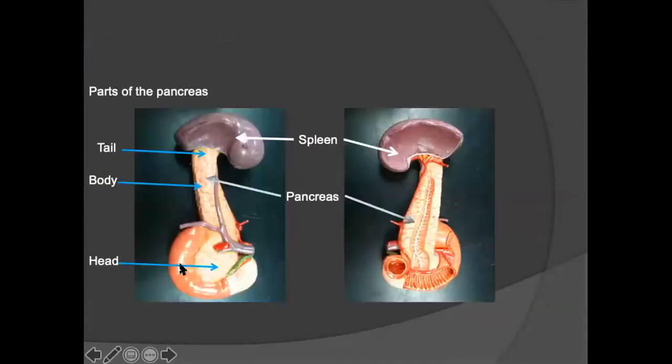All right. We have the duodenum here, the first part of the small intestine. So this is the head of the pancreas, if I ask for the region. This is the body of the pancreas and the tail of the pancreas out here near the spleen.